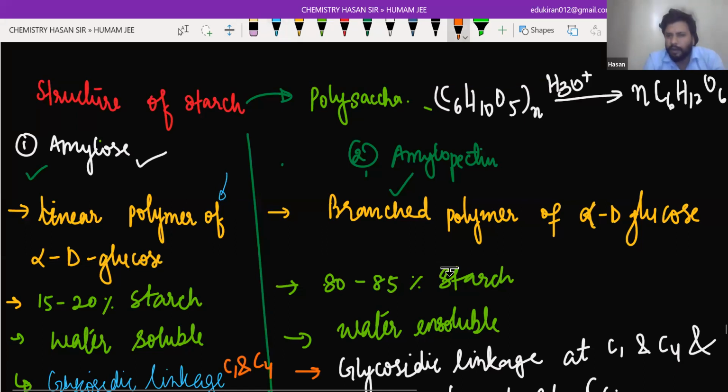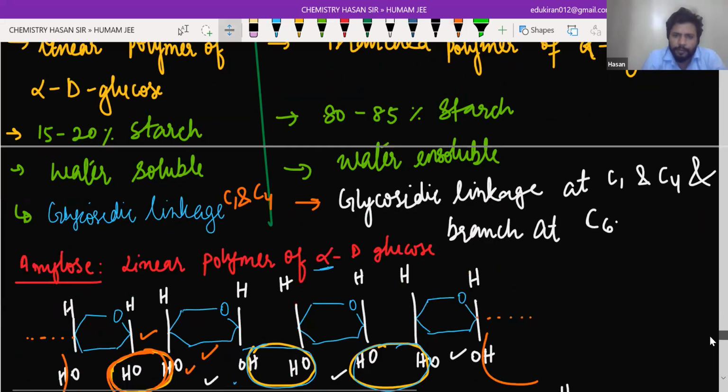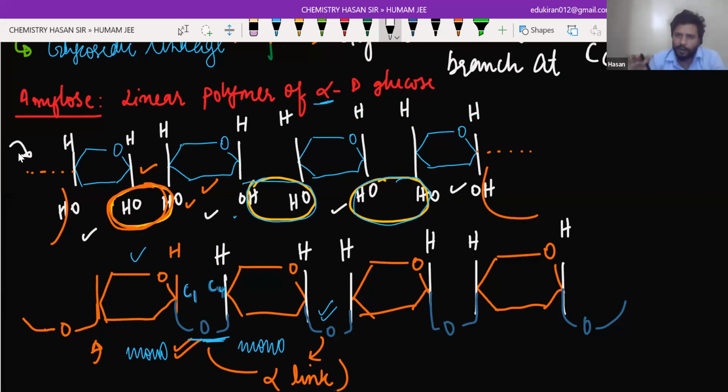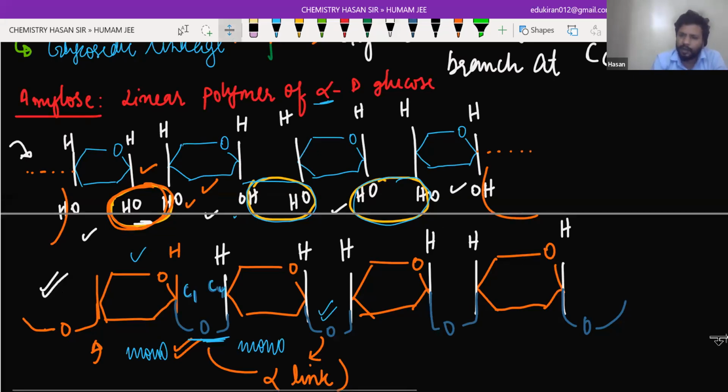Since it is a polymer, you can take 3 or 4 alpha D glucose and remove water from there, you will get amylose. And amylopectin is basically a branched polymer of alpha D glucose. So I can show you. This is the scenario. This is amylose, linearly polymerized alpha D glucose with water removed. So you will be getting this. This is your amylose. And what is amylopectin?